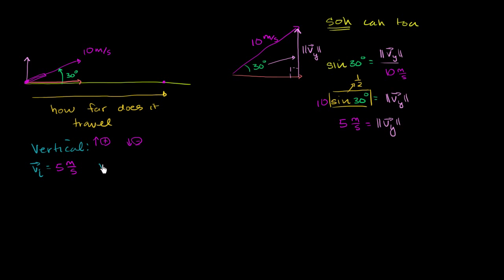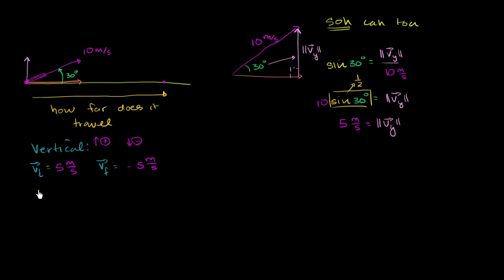So our final velocity, remember, we're just talking about the vertical component right now. We haven't even thought about the horizontal. We're just trying to figure out how long this thing stays in the air. So its final velocity is going to be negative 5 meters per second. If this is the initial velocity, the final velocity is going to be looking like that. Same magnitude, just in the opposite direction.